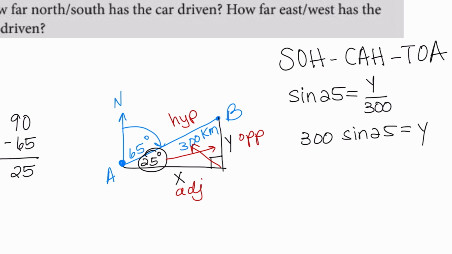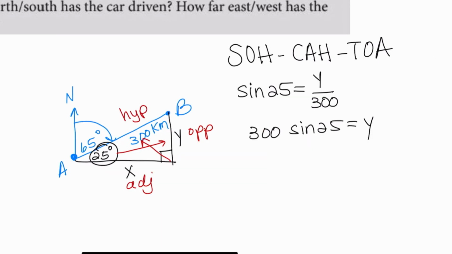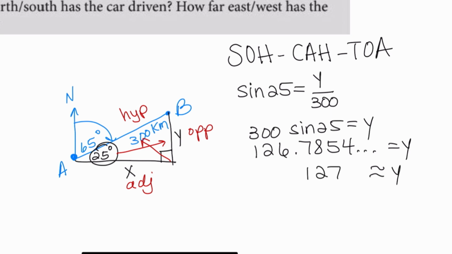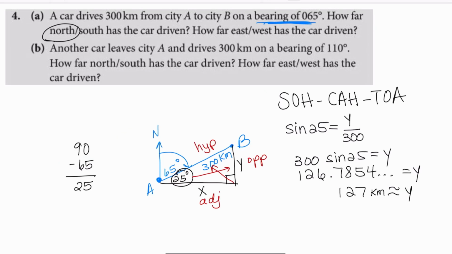Put this into your calculator exactly the way you see it. Write down a few decimal values, dot, dot, dot, and then round to 3 significant figures. So in this case, we have 127, and don't lose sight of your units. So the units here are kilometers, which means that we have traveled north. Okay, so we have gone north 127 kilometers.